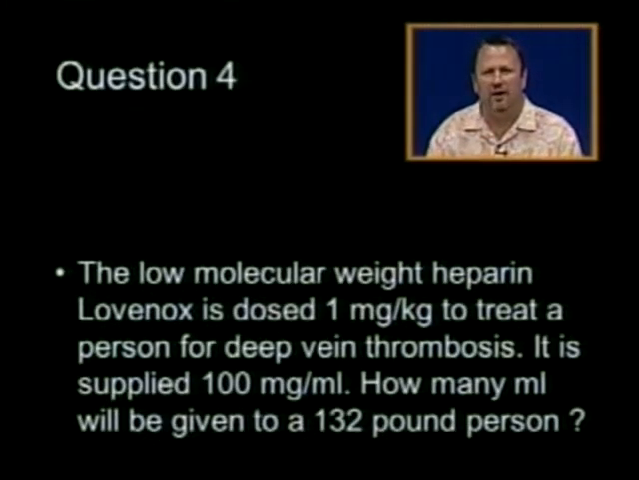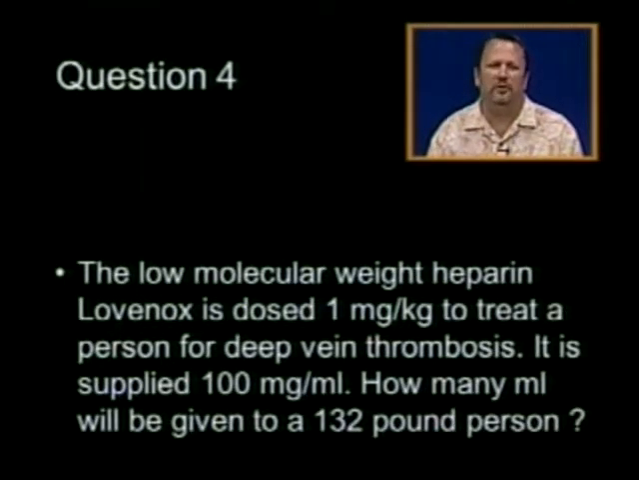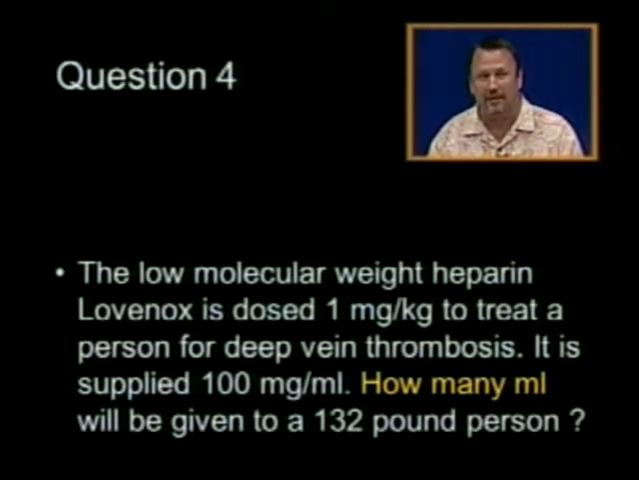So we're going to treat this deep vein thrombosis with the low molecular weight heparin, which is Lovenox. Now, it's not going to break the clot down, but it's going to prevent new clot from forming. Well, the Lovenox that we're using is supplied 100 milligrams per milliliter. How many milliliters will be given to a 132-pound person? How many milliliters is the question?